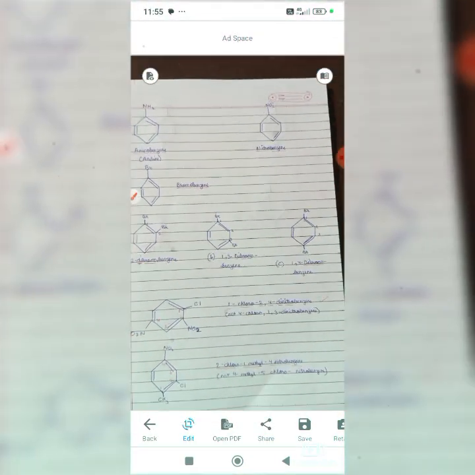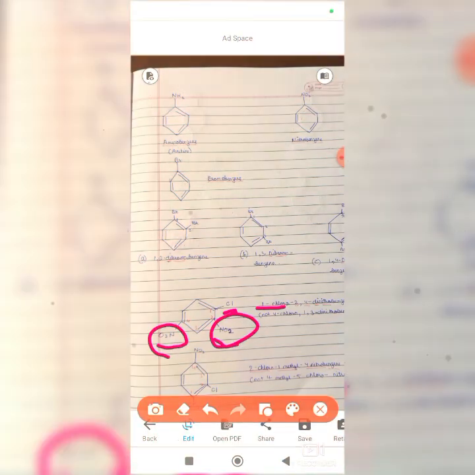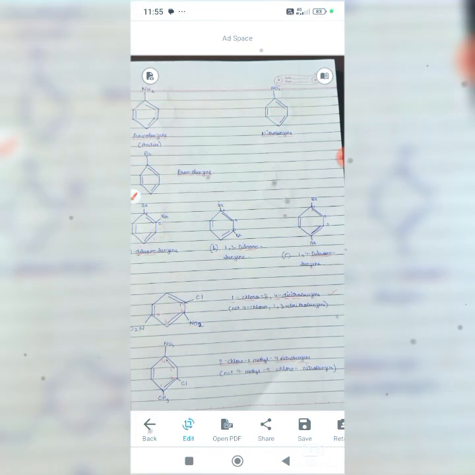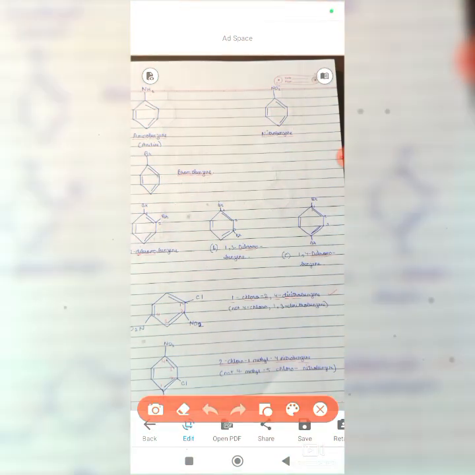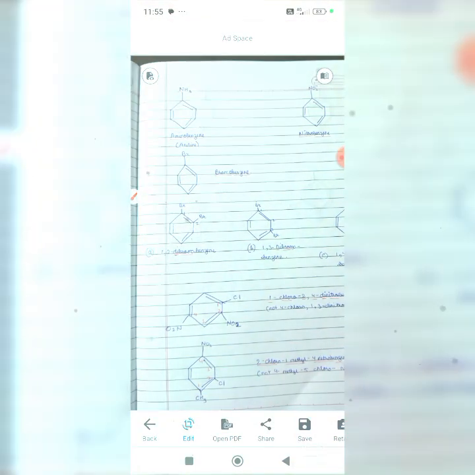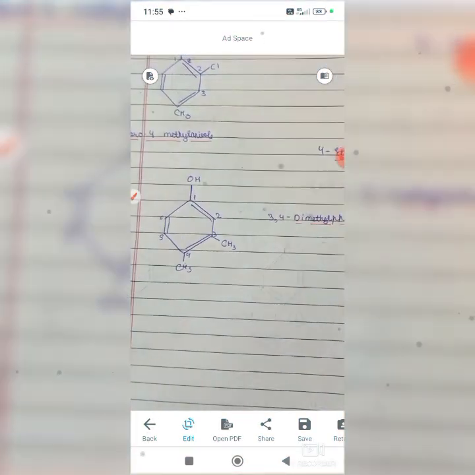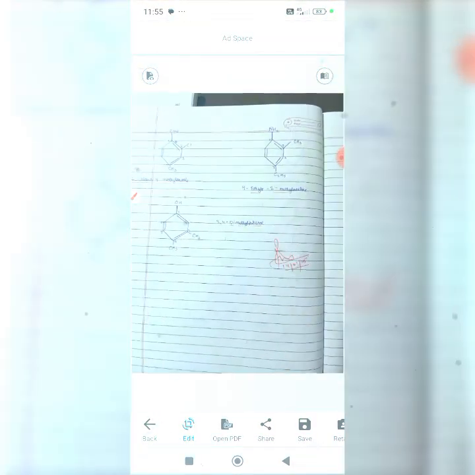At position 1 we have chloro, so 1-chloro. At 2,4 we have dinitrobenzene. Similarly we have 2-chloro, 1-methyl, 4-nitrobenzene. 2-chloro because C comes first, M comes later, and after that N comes, in ABCD order. So we write 2-chloro, 1-methyl, and 4-nitrobenzene. Similarly the last one, 3,4-dimethylphenol.